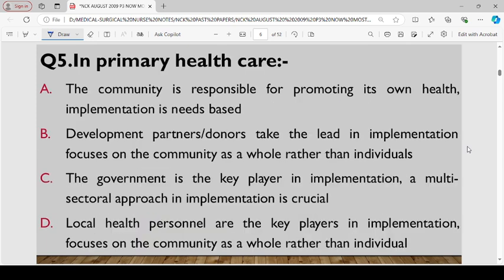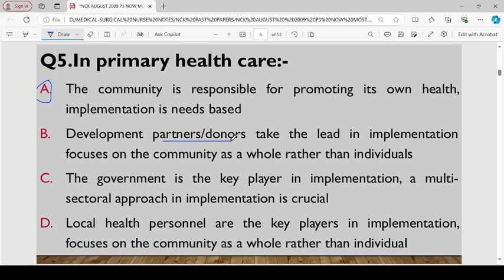Question number 5. In primary healthcare, if you look at all this, we always embrace community participation and a need-based approach, right? Community participation and need-based approach. And that's why option A is the most appropriate one.